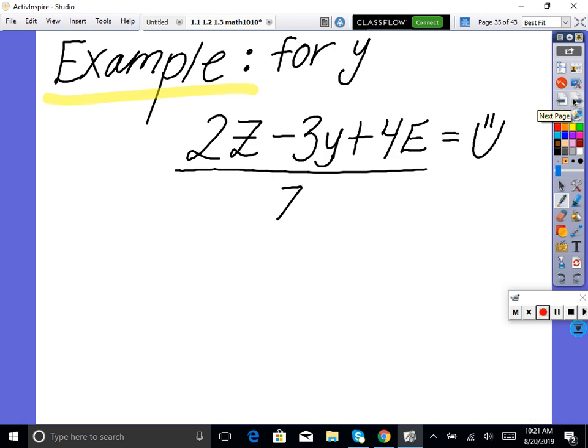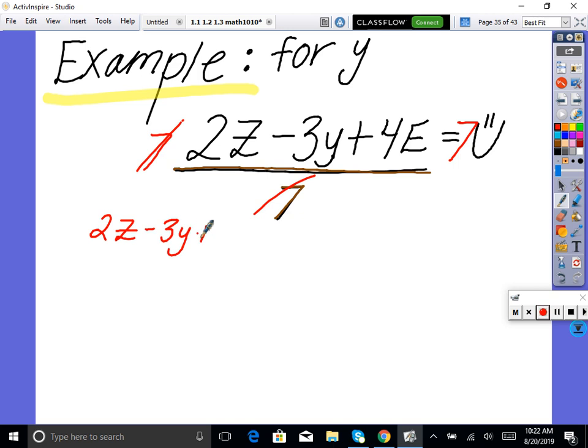Okay, solve for y. Just because it looks uglier doesn't mean you can't just piece by piece get y by itself. So first, a lot of people will do things like subtract 4e, but you can't. Isn't all this stuff divided by 7? Then we need to take care of the divide by 7 first. So what would I do? Times by 7, right, everyone? Now, technically, I'm timesing both sides, but it divides out. 7 divided by 7, right? So now rewrite what you have. You have 2z minus 3y plus 4e equals 7 smiley face.